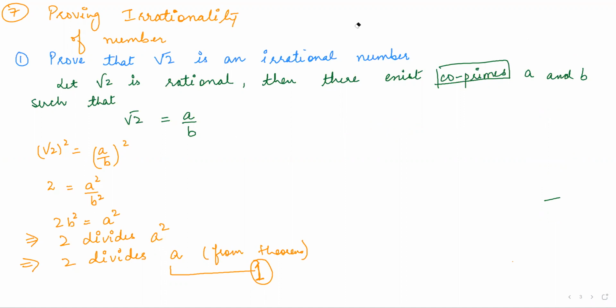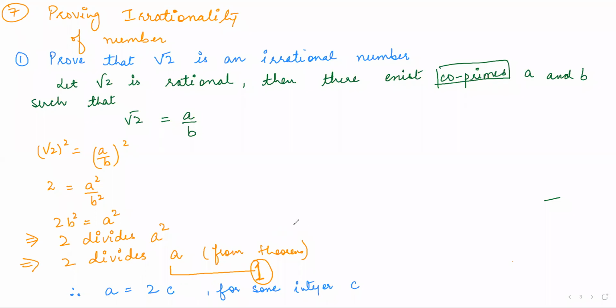Now try to understand. Because 2 divides A, that means 2 is one of the factors of A, right? Therefore, A can be written as 2 into something. So 2 into C, I can write, for some integer C, any integer C. If 2 divides A, that means 2 is one of the factors of A, so A is basically 2 into something, and that something you can take as any integer.